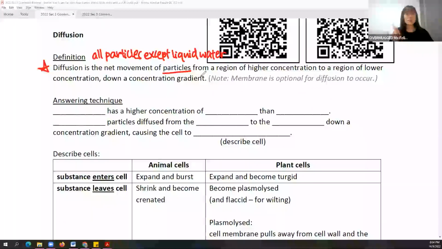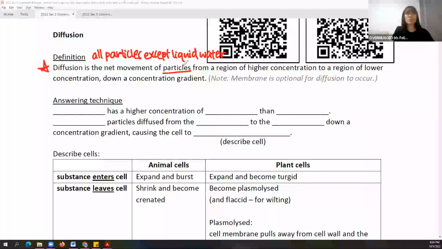So take note, okay? It is only pure water in the liquid state that is osmosis. Besides pure liquid water, the rest will be under diffusion. So water vapor will be under diffusion. Or if you talk about Ribena drink, Ribena has Ribena syrup mixed with water. Although there is water, it's not pure water. So as long as it is not pure water, it will be under diffusion.